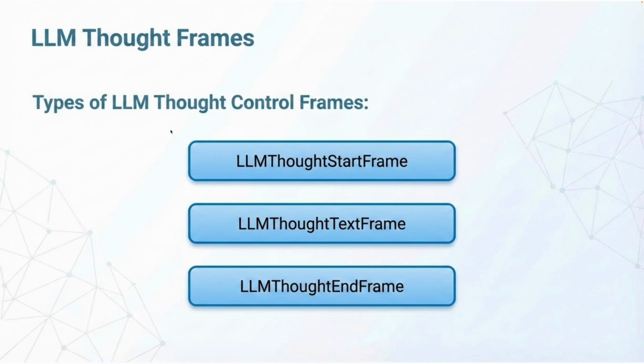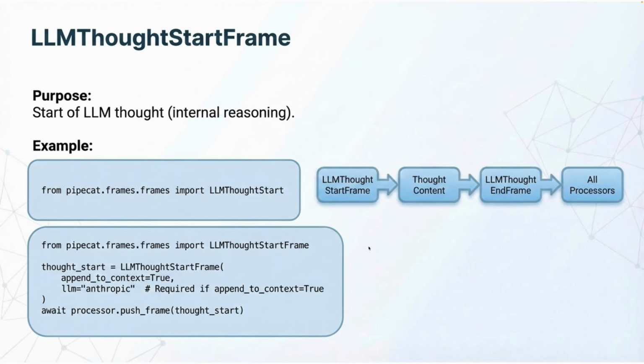So yeah, then we have LLM thought frames. The types of LLM thought control frames are these three: again, start, end, and then thought text. You can see this pattern in all of these different frames. These are defining the boundary: this is the start, this is the end, and this is in between, where we are sending all the text. Similarly, thought start frame, thought content, and then thought end frame. Then it is sent to the processor.